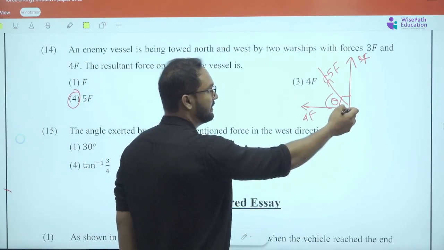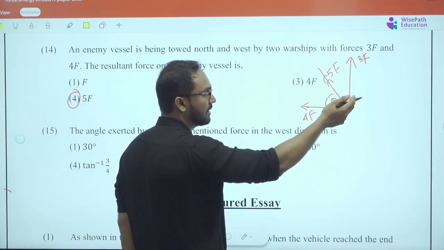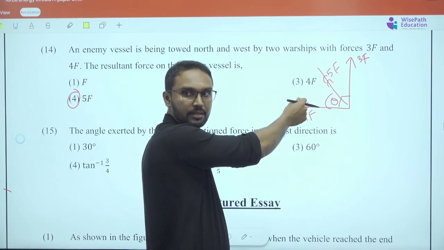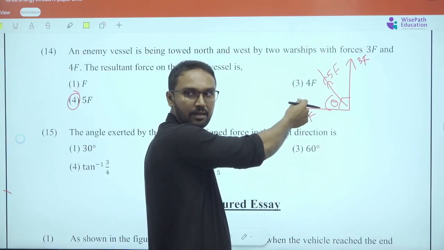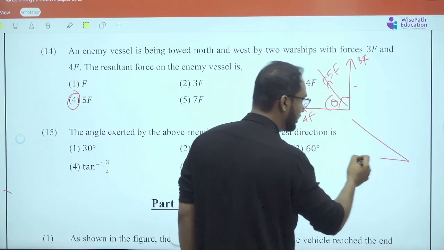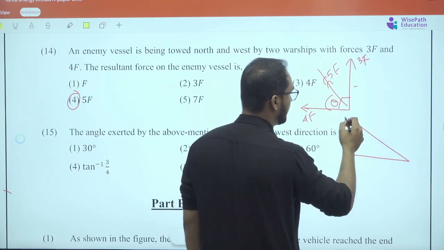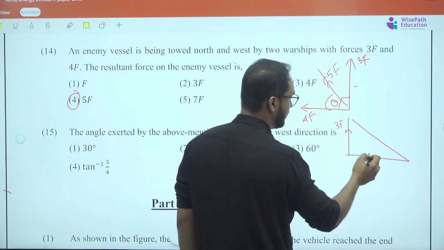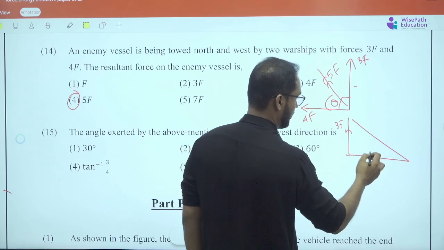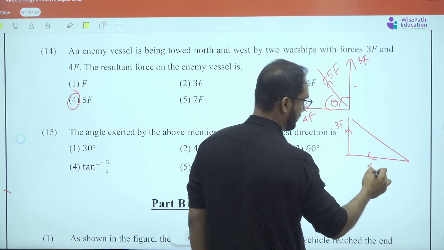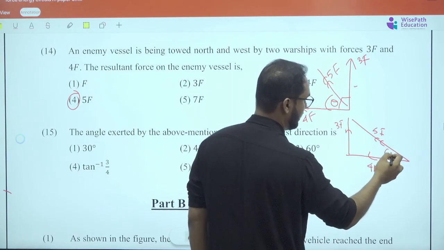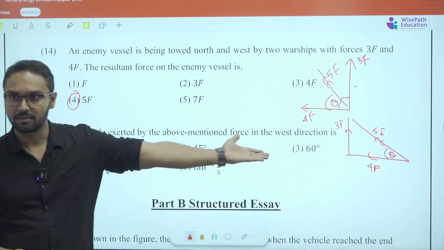So the opposite, if I draw the triangle here, you can take F force directly to this point, right? I taught you that. Take this force directly to here, and it will make a triangle like this. Now this is 3F. Sorry, it's the other way, right? This is 4F, and this is 5F. And the angle here is theta. They are asking for this angle, isn't it? So now this is the triangle.